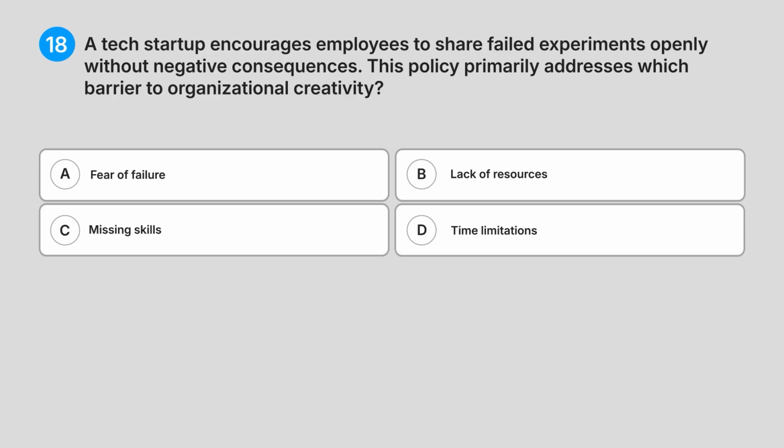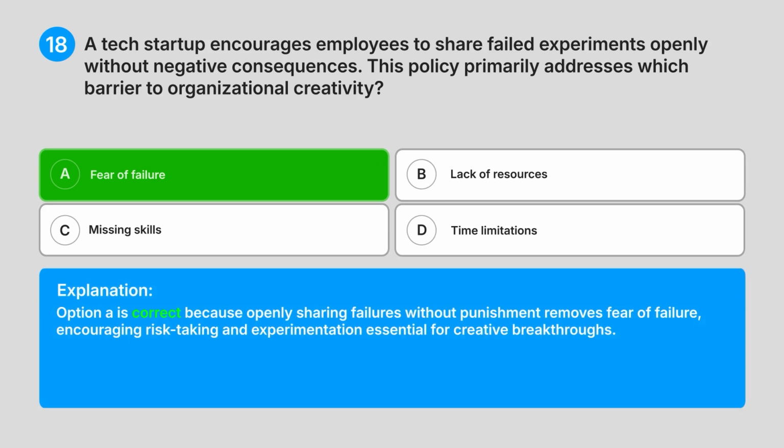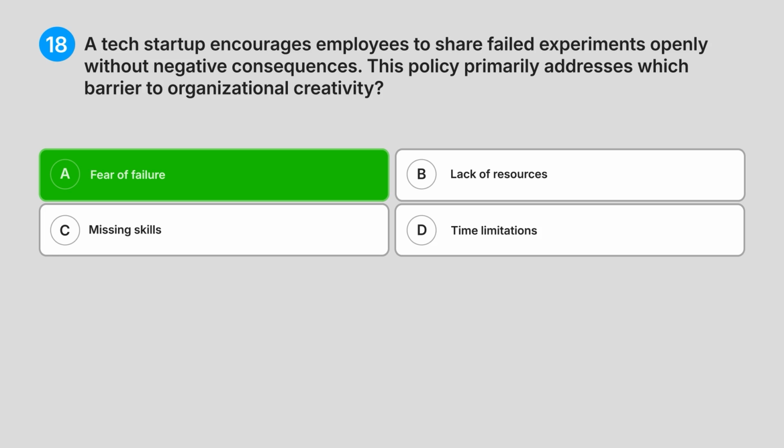Correct answer, A. Fear of failure. Explanation. Option A is correct because openly sharing failures without punishment removes fear of failure, encouraging risk-taking and experimentation essential for creative breakthroughs.